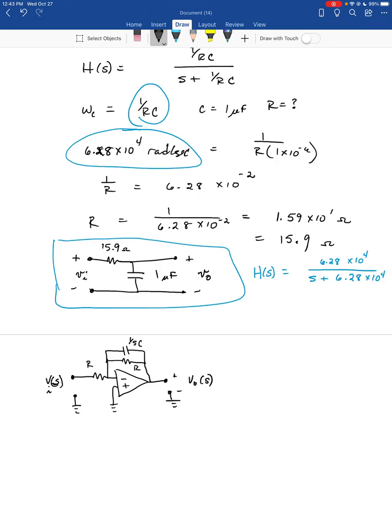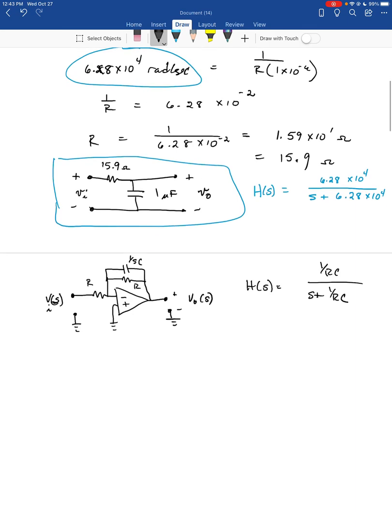And so just like in the previous problem, H of S is 1 over RC over S plus 1 over RC, where 1 over RC is the cutoff, and we want the same cutoff. So obviously we're going to have the same value of R and C. So H of S, the transfer function, will be the same as it was in part 1, which was the passive filter, only now we have an active filter.